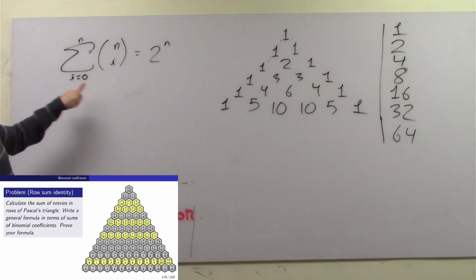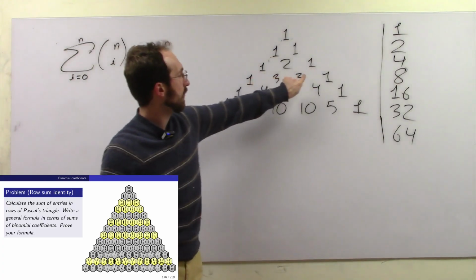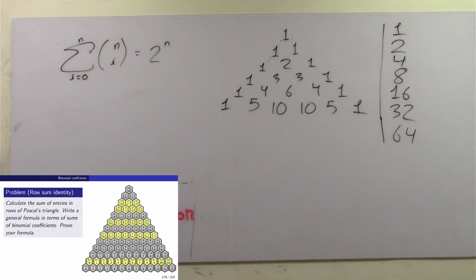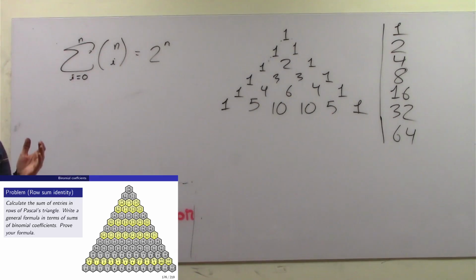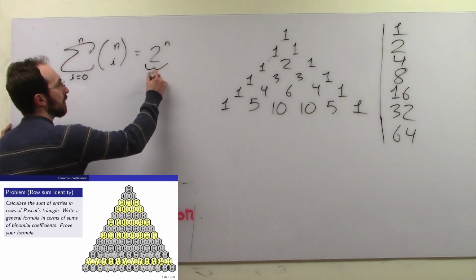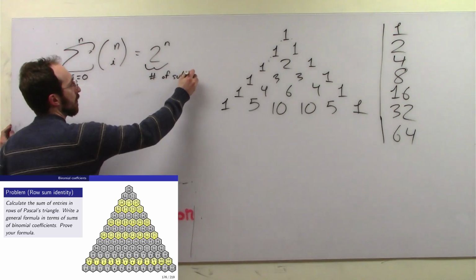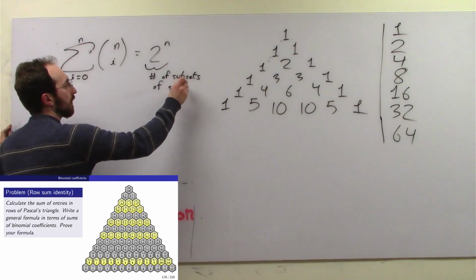This n choose i from 0 to n, that's everything in the same row. And now we want this to be equal to 2 to the n. Luckily, that is the case. Because what is 2 to the n? That is the number of subsets of a set of size n.